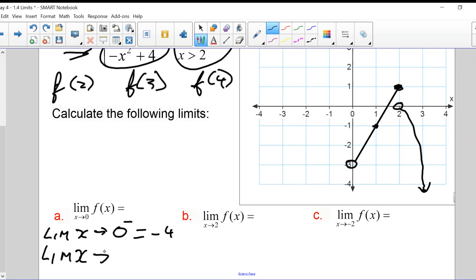What's the limit now as x approaches 0 from the right? How did we get that? Okay, Sarah, I appreciate that question. Why is it -4? Sarah is asking.